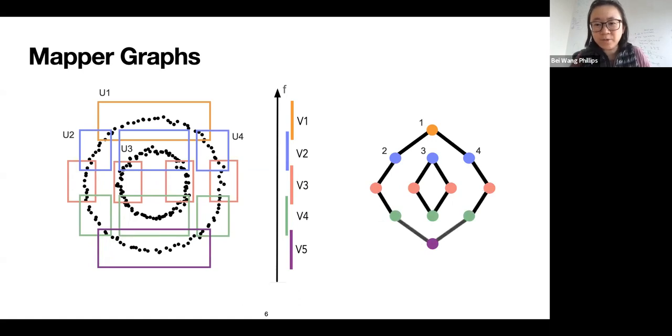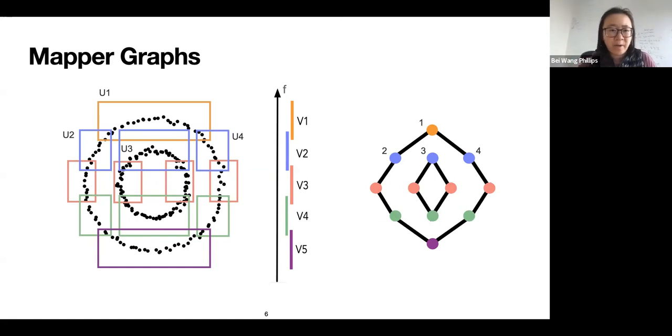Okay. So what you see here on the right is a skeleton of the point cloud on the left. And with appropriate choice of parameters, I can see that my skeleton still captures the two loops from my original data, right? There's a lot of theoretical work in this space as well, which is how do I select the parameters? How do I study the convergence as I sample more and more points?